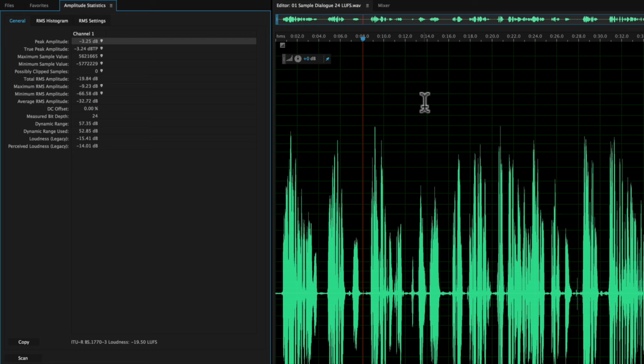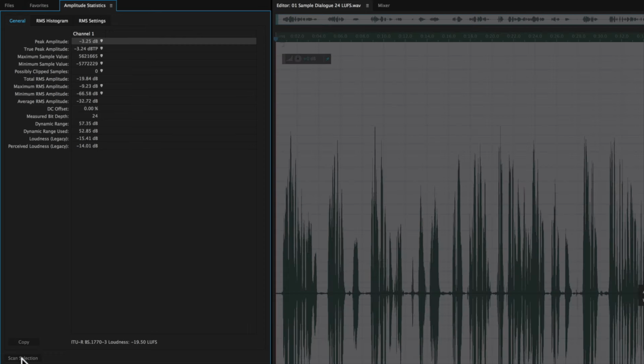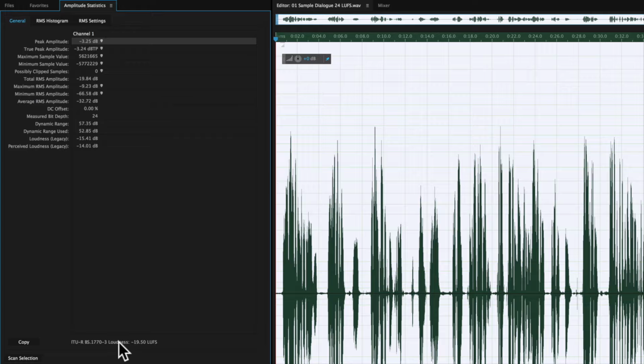So what is the lesson to take away from this? The lesson is, don't try to judge how loud your audio is based on the peak amplitude. You always need to come in here to amplitude statistics, go ahead and scan, and really rely on this figure down here, which is the loudness figure.